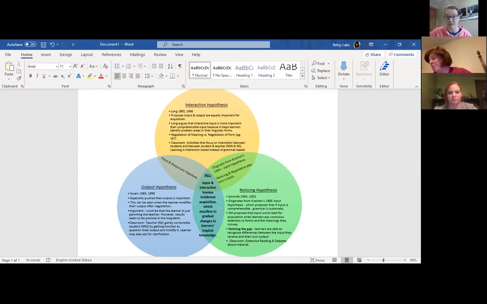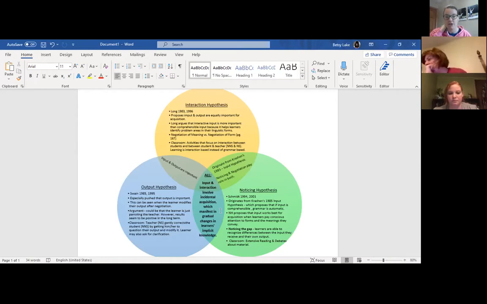My last hypothesis I'd like to go over is the output hypothesis. I want to say a similarity between interaction and output that I just went over is that input and output are both important. Where with the other two areas input was more the focus, the output hypothesis focuses on output. Doesn't that make sense? The output hypothesis especially pushes that output is important.